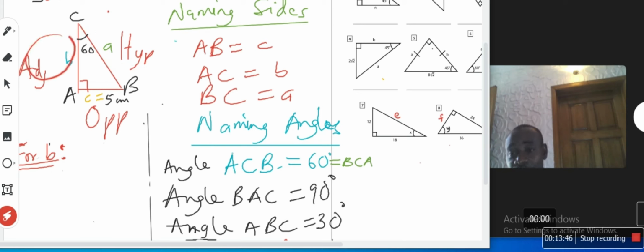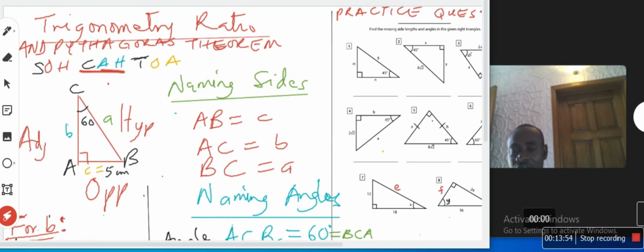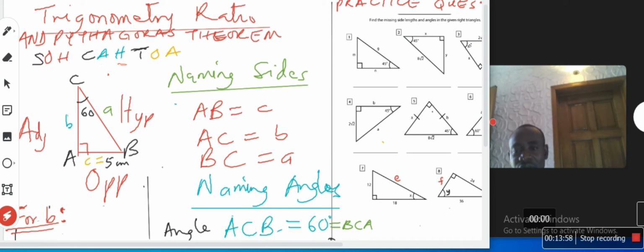And we're looking for b, which is adjacent. If we had adjacent with hypotenuse, like you said, we would have used cosine. We can use sine, yes, the opposite is given, which is 5. But the hypotenuse is not given, so we can't use sine.